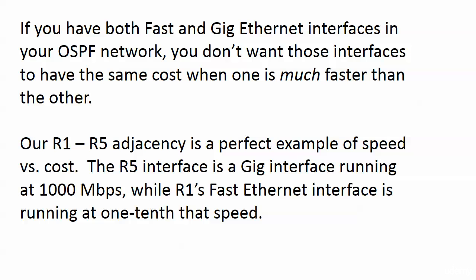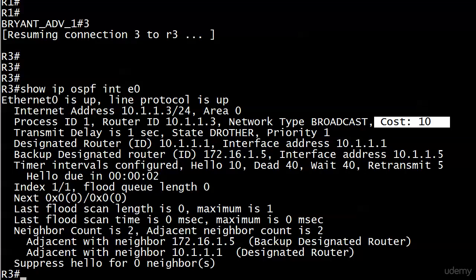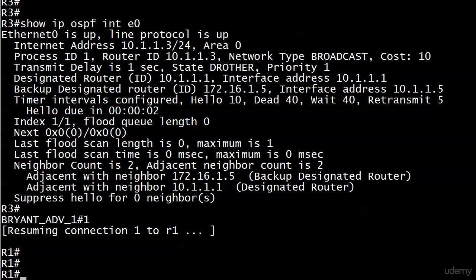Now, our R1, R5 adjacency, it's a perfect example of speed versus cost. And as we saw a moment ago, and as I'll be glad to verify here in a moment, our R5 interface is a gig interface running at 1,000 meg. R1's fast Ethernet interface is literally running at 1/10 that speed. But when we go live here in a moment, we're going to see that the cost is exactly the same. So let's go to 1 first.